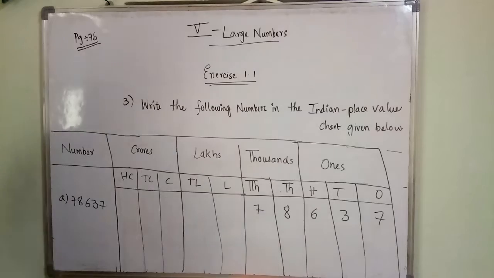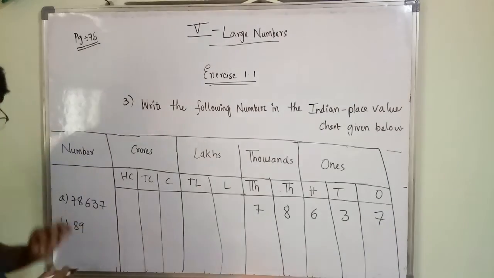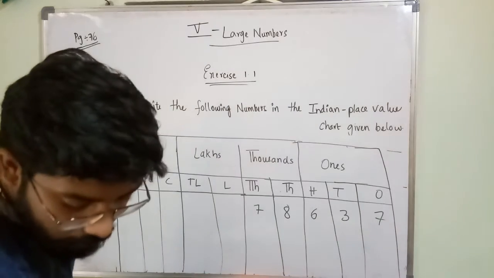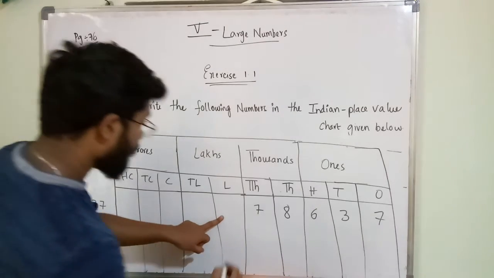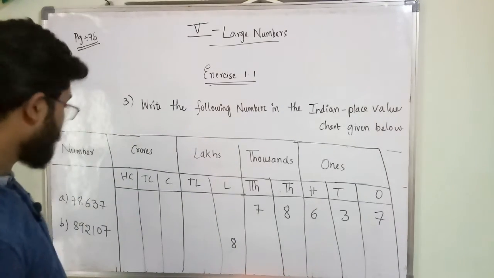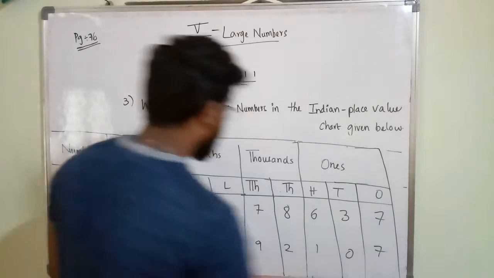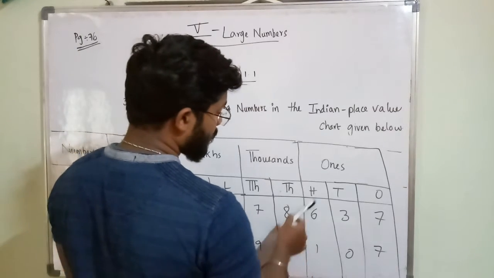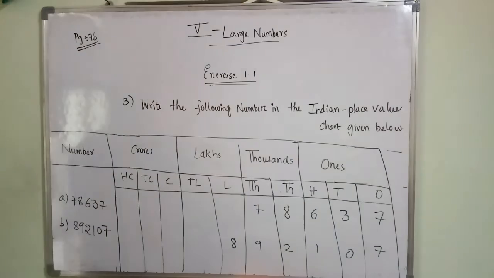Okay, so next number is what? Next number is 8,92,107. So this is 8 lakh 92,107. 8 in lakhs place, 9 in 10,000s place, 2 in thousands place, 1 in hundreds place, 0 in tens place, 7 in ones place. Okay.